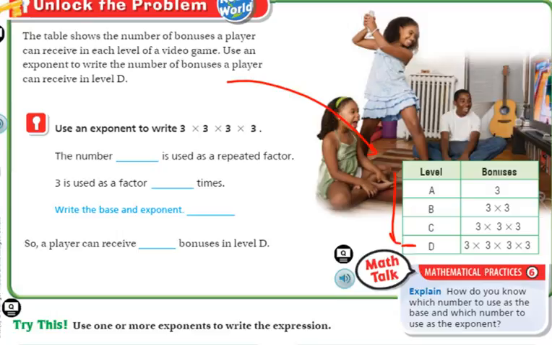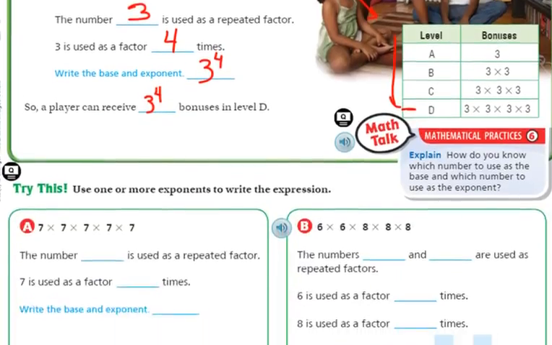Well, the number 3 is used as a repeated factor, which means 3 would be my base. Okay, 3 is used as a factor how many times? 4 times. So we're going to write the base and the exponent. We're going to write that as 3, which is our base, to the 4th power. So a player can receive 3 to the 4th power bonuses. I am not going to evaluate that at this time. All right, straightforward stuff there.